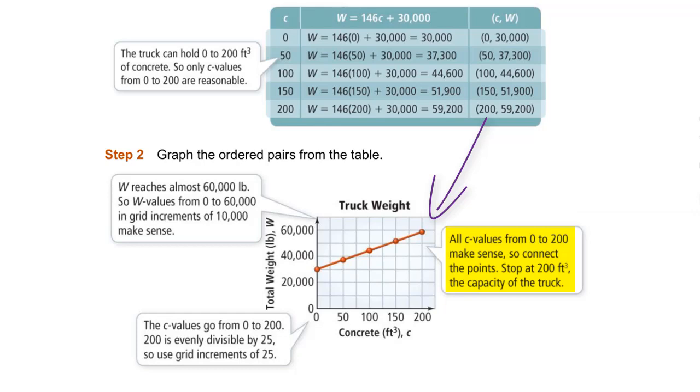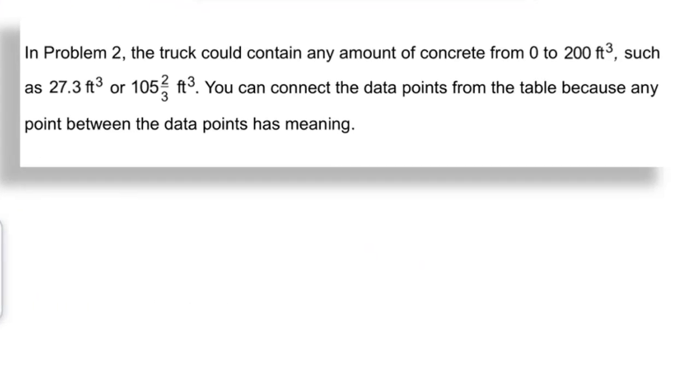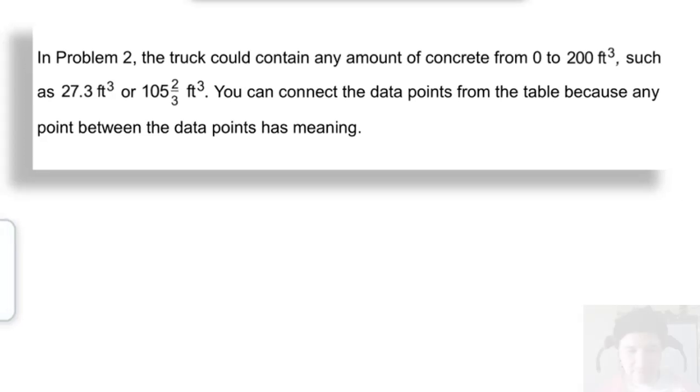They could all occur. So we'll connect the points. Stop at 200 cubic feet, the capacity of the truck. Keep in mind, we connect the points because, in problem 2, the truck could contain any amount of concrete from 0 to 200 cubic feet, such as 27.3 cubic feet or 105 2/3 cubic feet. You can connect the data points from the table because any point between the data points has meaning.